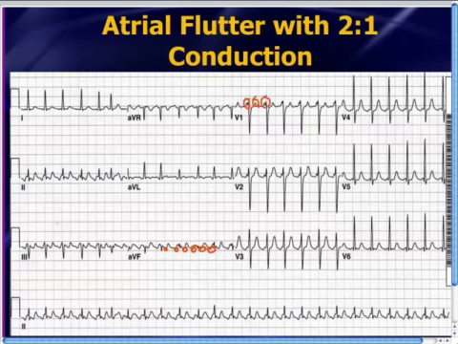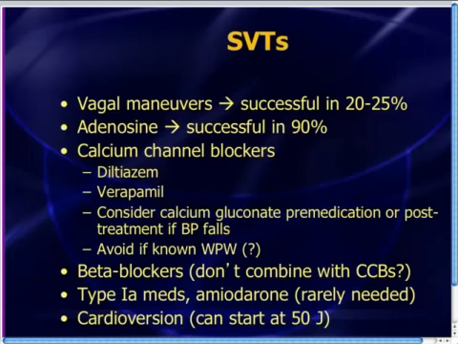You see that right there, there's a flutter wave buried in the T wave. And so don't miss those. If those T waves map out with the P waves, you're looking at atrial flutter. Okay, so simple enough. We've talked about that before. Now, how do you treat SVTs?